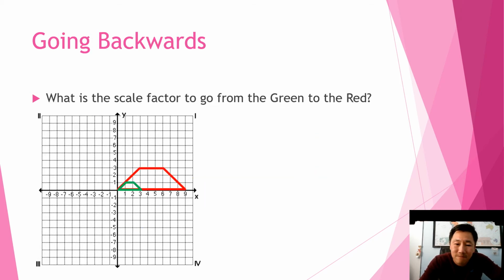All right. Going backwards, what if they draw in the picture and then they ask for the scale factor? What is the scale factor to go from the green to the red? All you really have to do is just find a point. Don't pick 0, 0 because that doesn't work. Maybe this 3 and this 9. How does it go from the green to the red? It is an enlargement with a scale factor of 3. You're basically multiplying everything by 3.